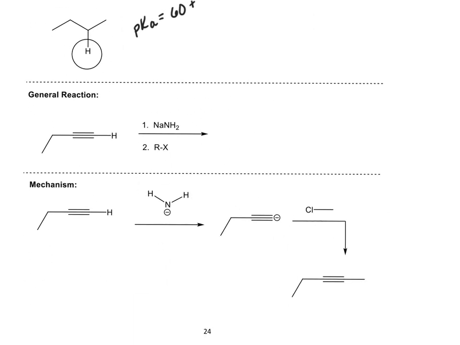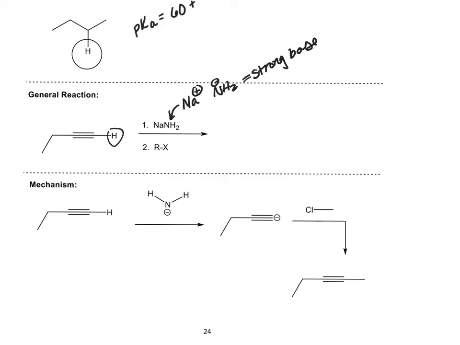So our general reaction is going to start by adding NaNH2. So this is an ionic compound. It basically exists as Na+ and NH2-. And NH2- is a strong base. So our NH2-, our strong base, is going to start by removing this hydrogen and making a negative charge on the end of our alkyne.